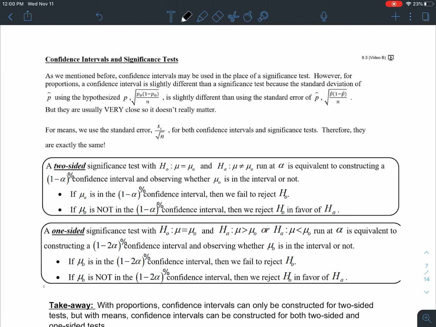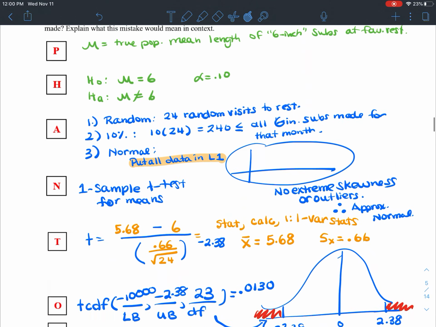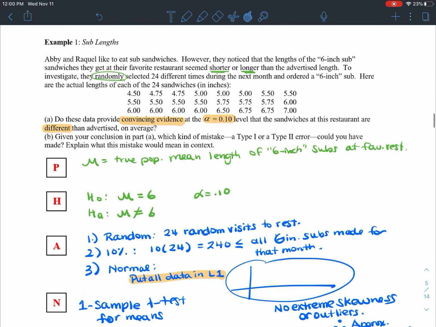All right, we're still in section 9.3 talking about significance tests for population means. I'm just going to backtrack to a couple examples previously here on this video. I don't think that on example 1 we had discussed part B to this significance test we did on testing whether the true mean length of these 6-inch subs was any different than 6 inches. We had gone through the whole test.